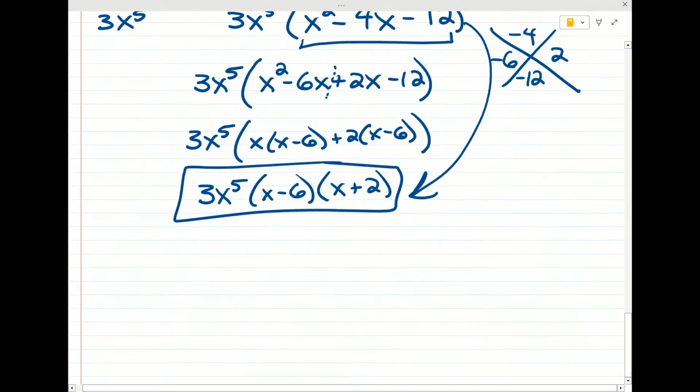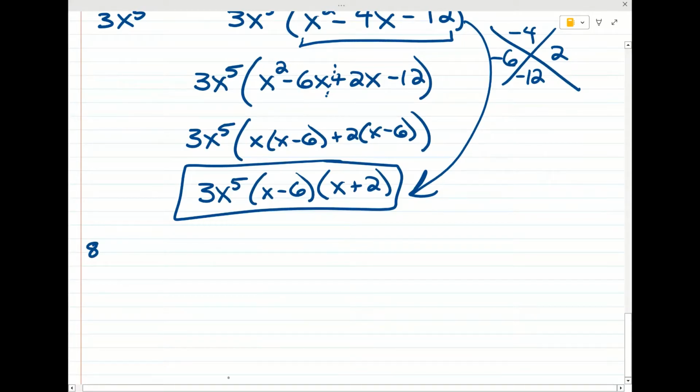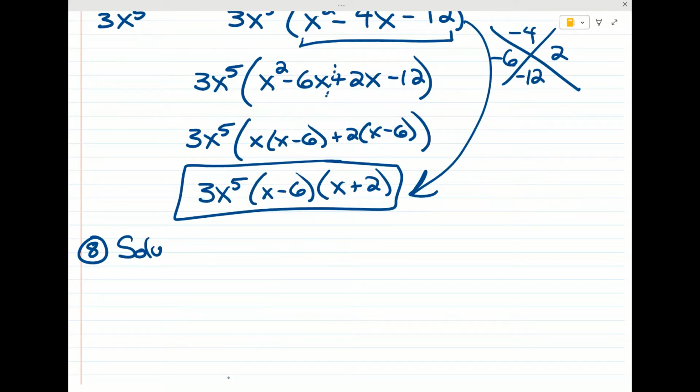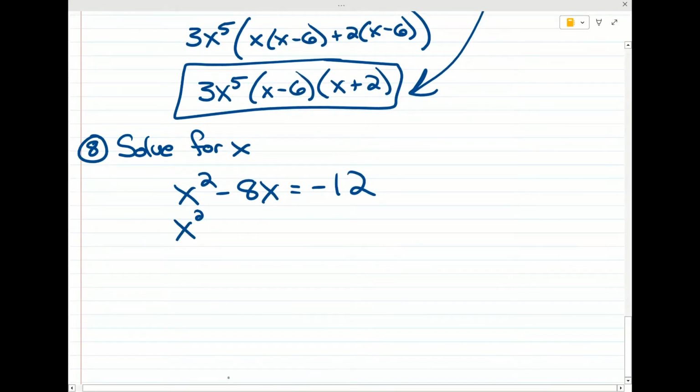Next problem is number 8. Problem number 8 asks us to solve for x. And we have x squared minus 8x is equal to negative 12. The way we solve polynomials is we make it equal to 0. So let's go ahead and bring the 12 over.